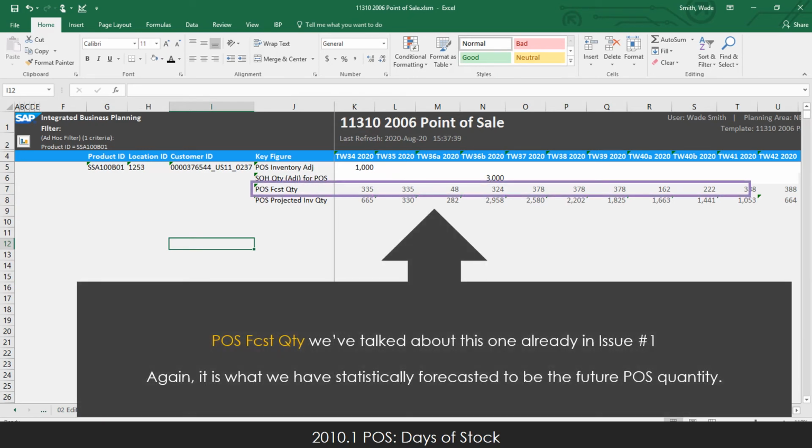Point of sale forecast quantity, we've talked about this one already in issue number 1. Again, it is what we have statistically forecasted to be the future point of sale quantity.